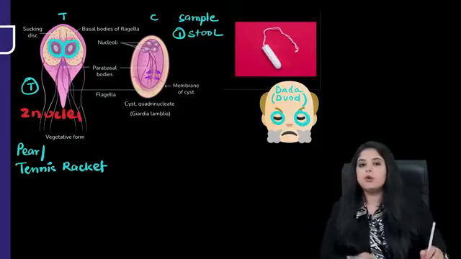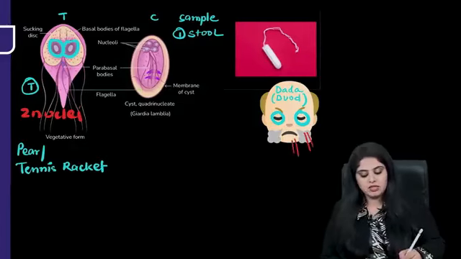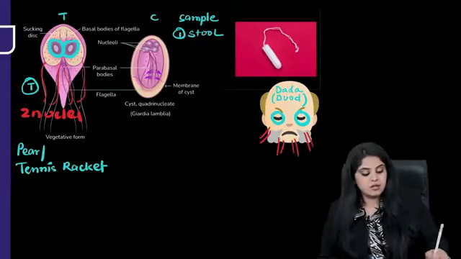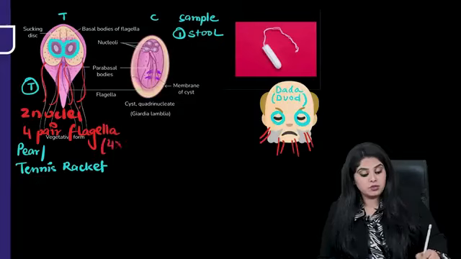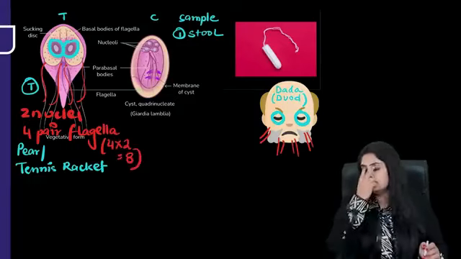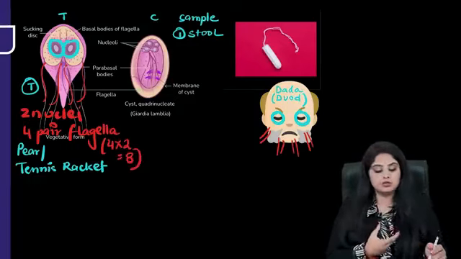And old man will have a white beard also. So how many hairs does the old man have over here? 4 pairs of flagella. Can you see these flagella coming out? Very, very important, guys: 4 pairs of flagella, not 4. 4 pairs means there are a total of 8 flagella coming out. So like a human being, he has 2 eyes, 2 nuclei, and 4 pairs of flagella coming out, and looks like a tennis racket.